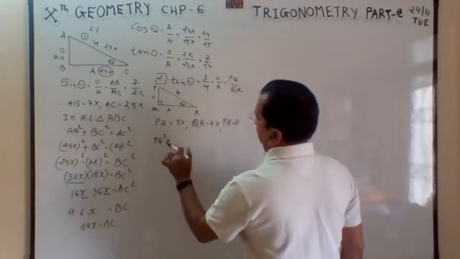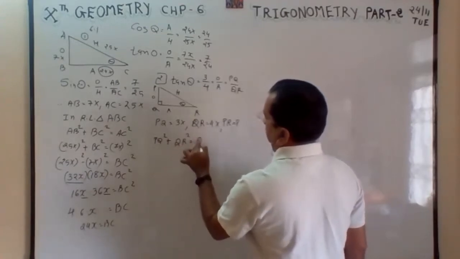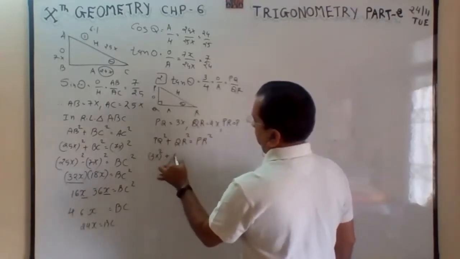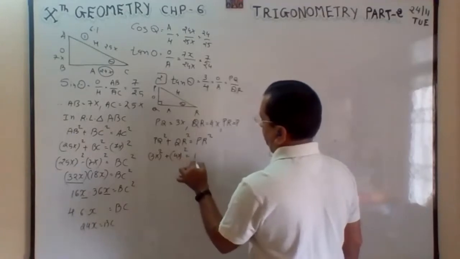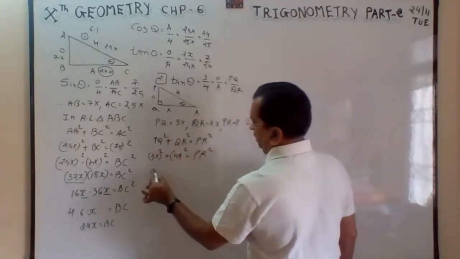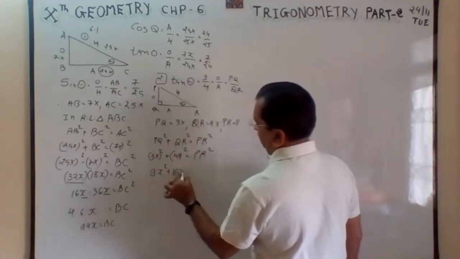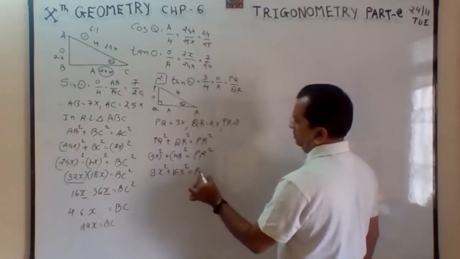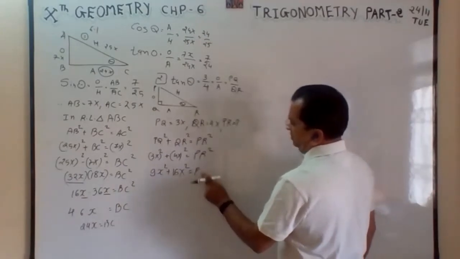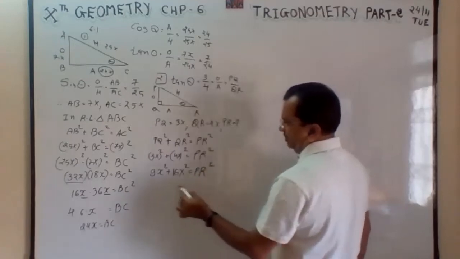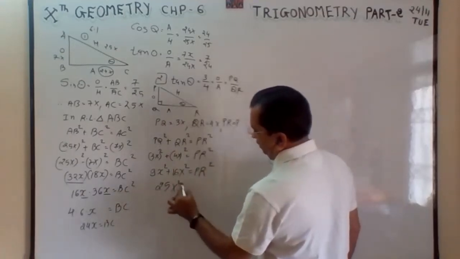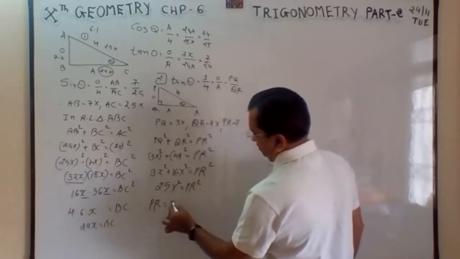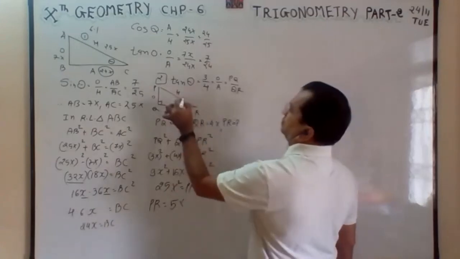PQ square plus QR square is equal to PR square. 3x square plus 4x square. 3 3 is 9x square, 4 4 is 16x square. Because for minus only we can do the plus and minus method, but for plus we can't do it. Remember that, otherwise you will use that same method. So 25x square is equal to PR square. Square root of all, PR is 5x. So this is 5x.